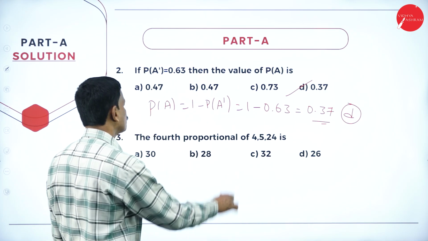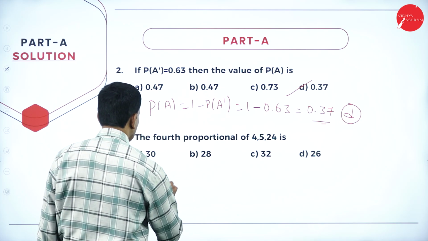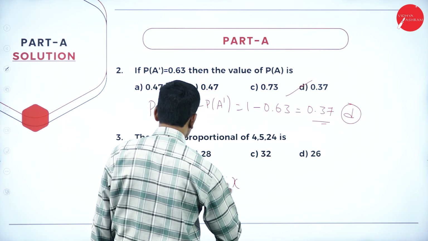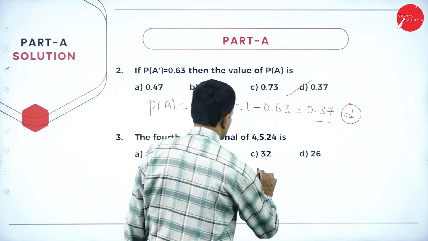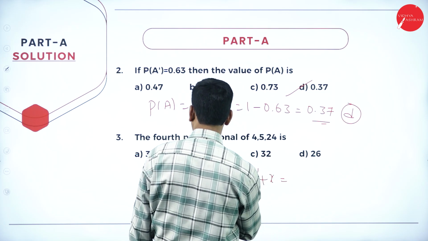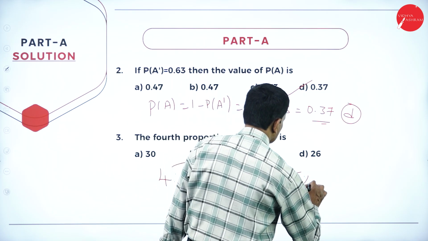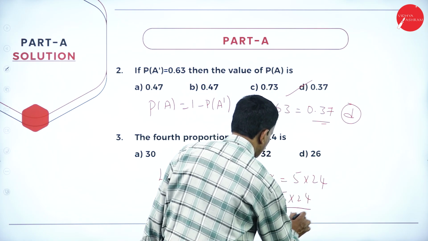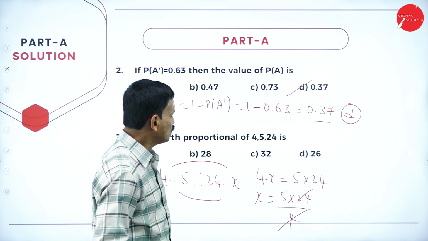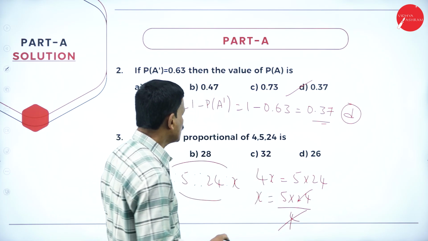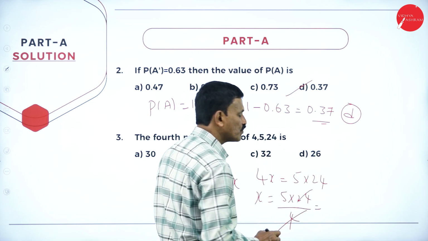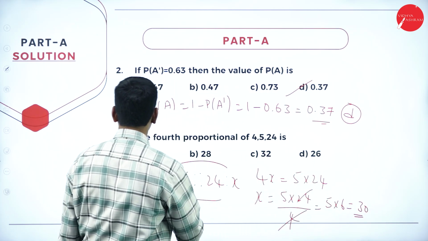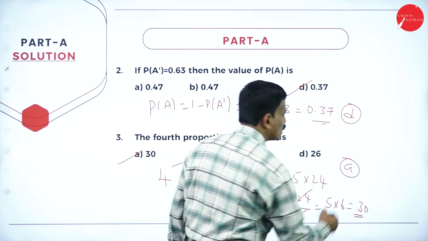Now, next problem, the fourth proportional of 4, 5 and 24. The fourth proportional is 4 is to 5 as 24 is to x. Now, simplify. That is 4 into x, 4x is equal to 5 into 24. x is equal to 5 into 24 divided by 4. If you divide 24 by 4, it will be cancelled by 6. 6 fours are 24. 5 into 6, 5 sixes are 30. So 30 is the correct answer. The option is A. A is the correct option for this.